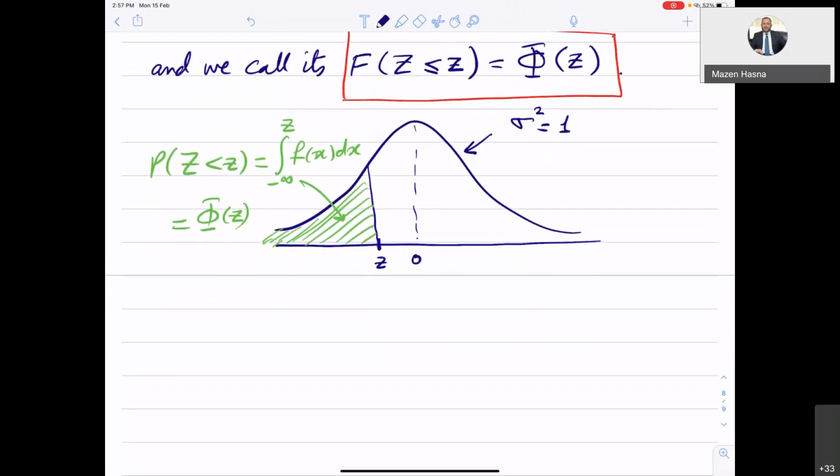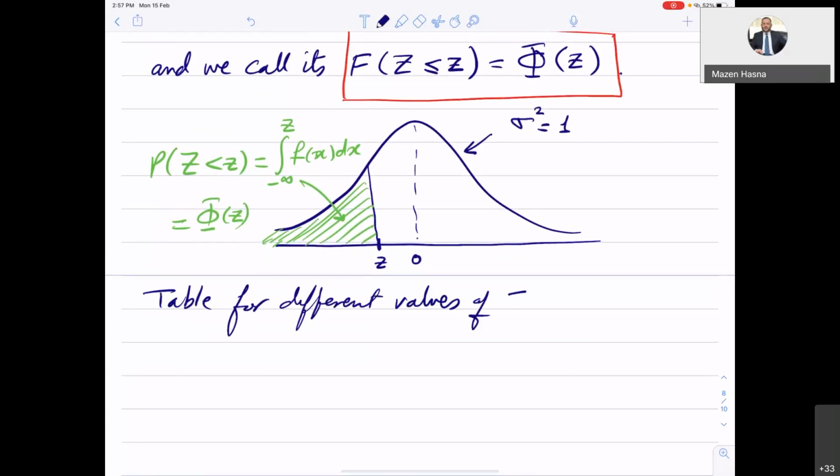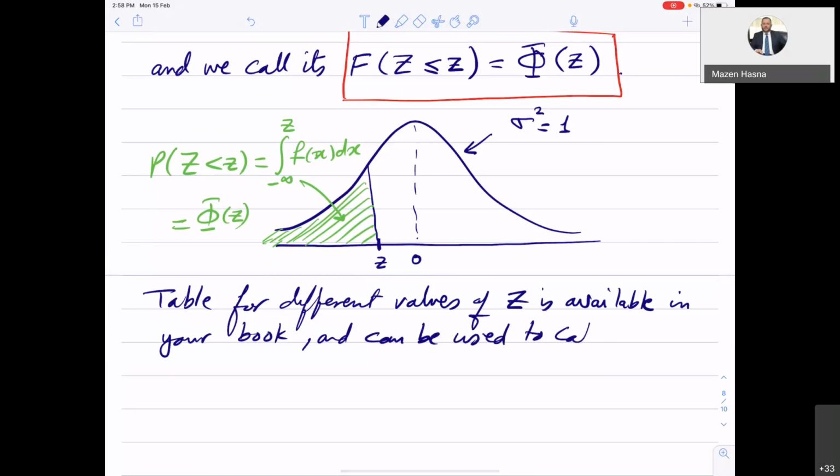Okay, why is this good? Because a table for different values of z is available almost everywhere, and in your book, in the appendix, this table is also available, and can be used to calculate, as we'll see, the cumulative distribution function for any normal distribution.